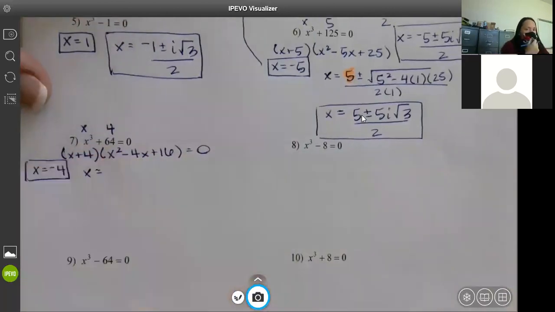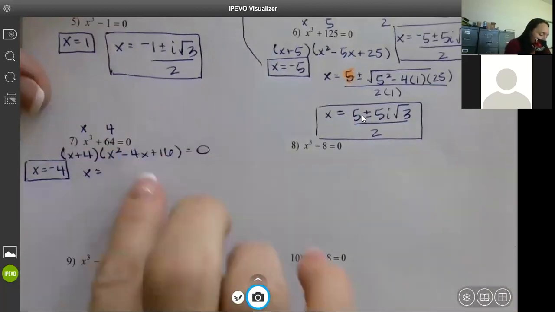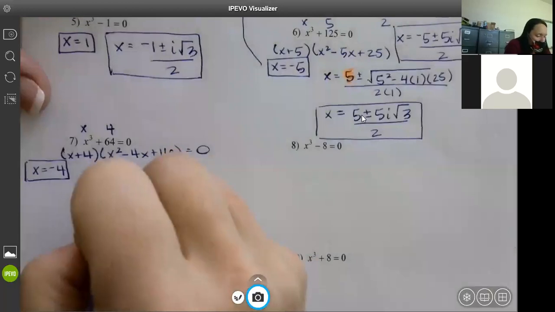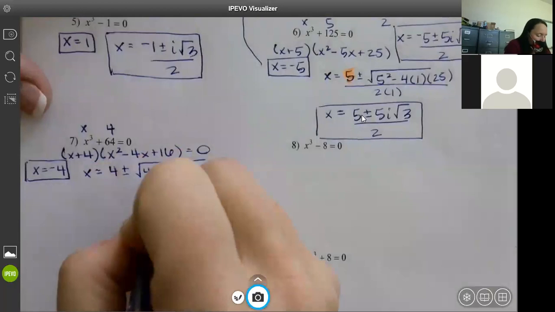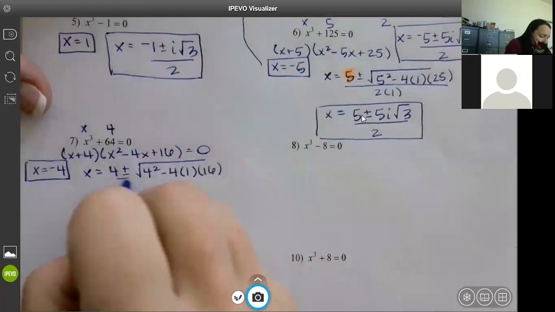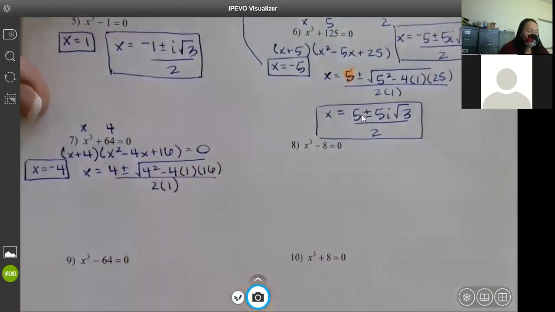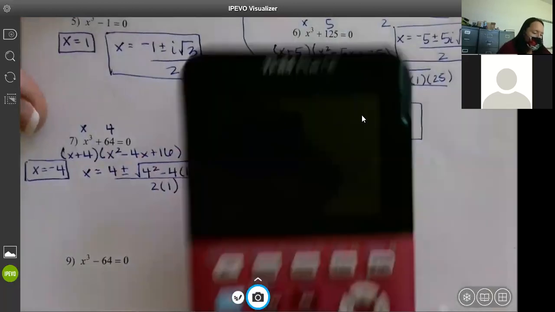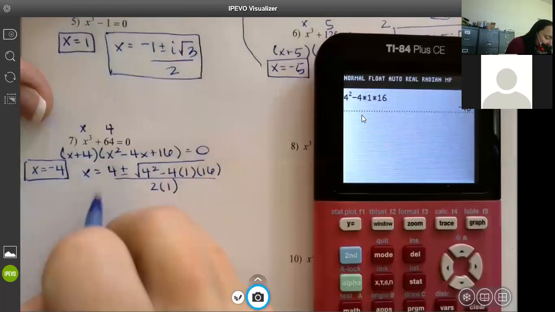Your second one, you're going to do the quadratic formula. X equals negative b, so we have a negative 4, so it's going to change to positive 4, plus or minus the big fat square root of 4 squared minus 4 times a times c, all over 2 times a. Only do what's underneath the radical. Do not put that square root sign in. That gives us negative 48, so this one's going to simplify.